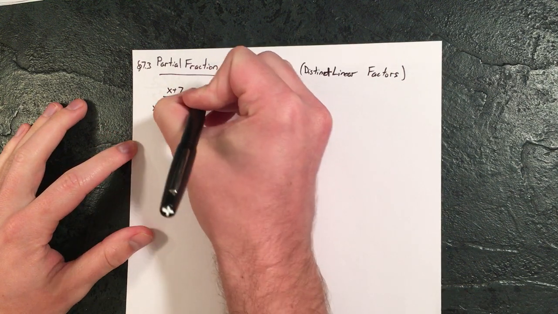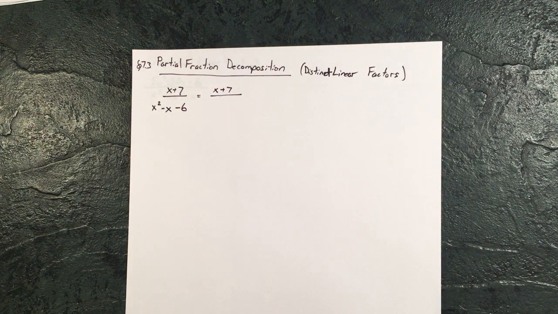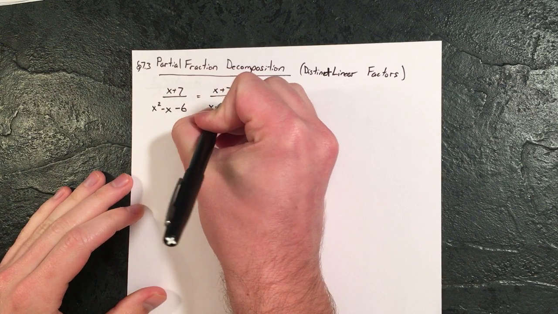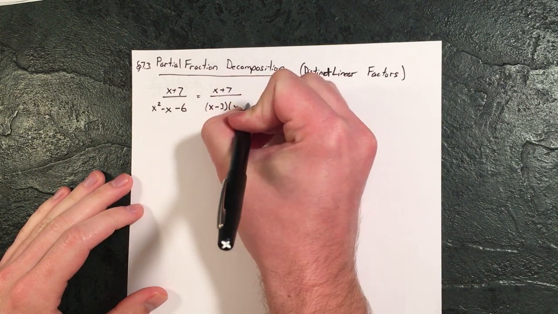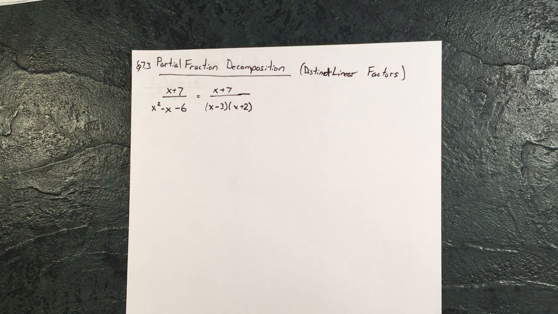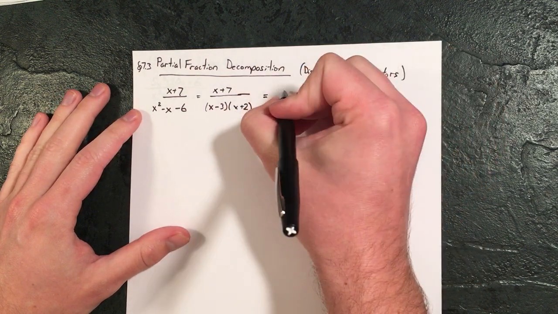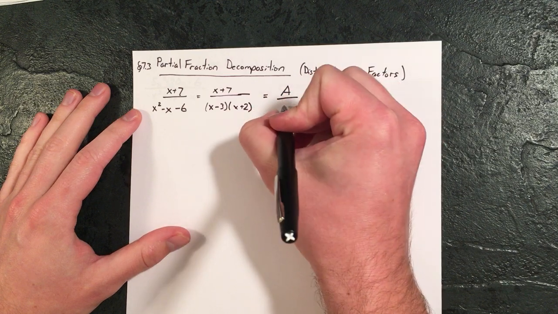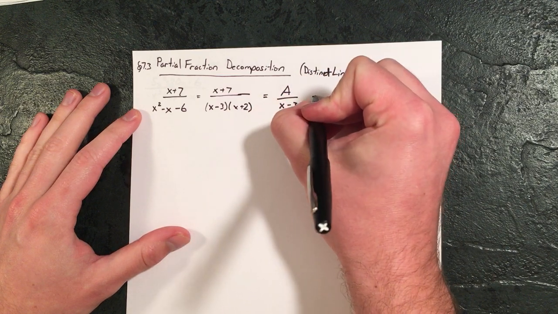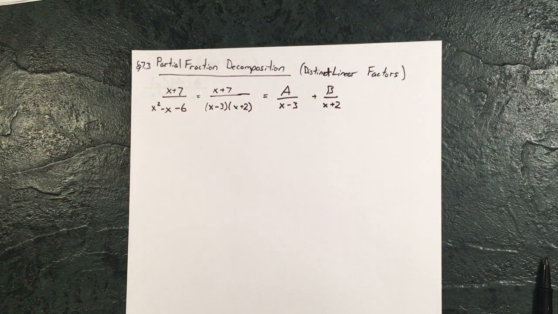So for instance, I think a lot of us would be just fine being able to factor out that denominator, making that x minus 3 and x plus 2. But the goal of this is to break it down even farther and make this into two smaller fractions who have the denominators x minus 3 and x plus 2 individually. So the question now becomes, well, how do we do something like this?